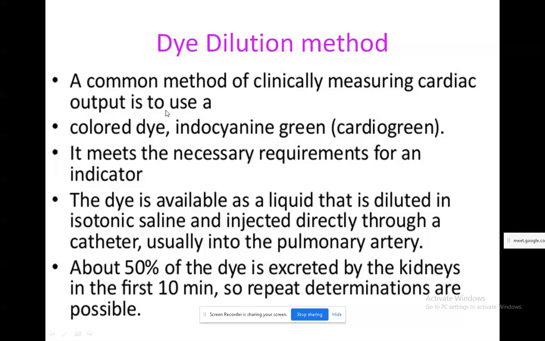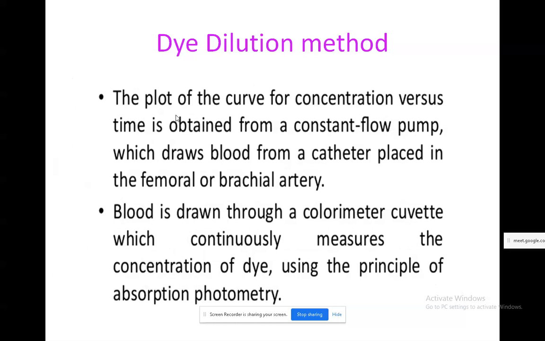Here 50 percent of the dye will be excreted by the kidneys in the first 10 minutes. So if you apply the dye in the blood, it will be excreted by the kidney. I think you all know what excretion is. It is filtered and excreted by the kidney for the first 10 minutes only. So this will be repeated whenever you add the dye to the blood for measurement.